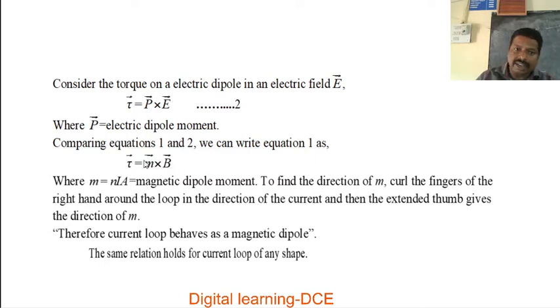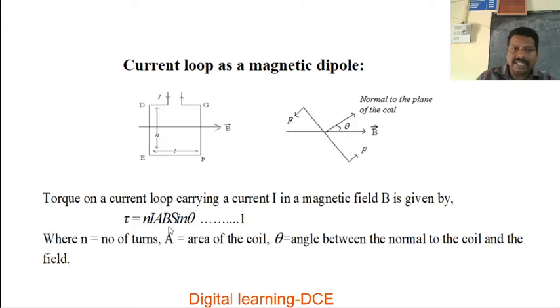in the same manner here, we should replace this constant, that is NIAB sine theta. Now it can be written as NI cross B, or sorry, in the place of IA, we should replace some vector, and that is what we call the magnetic dipole moment, that is M. Then tau is equal to MB sine theta. Then that can be expressed as M cross B.